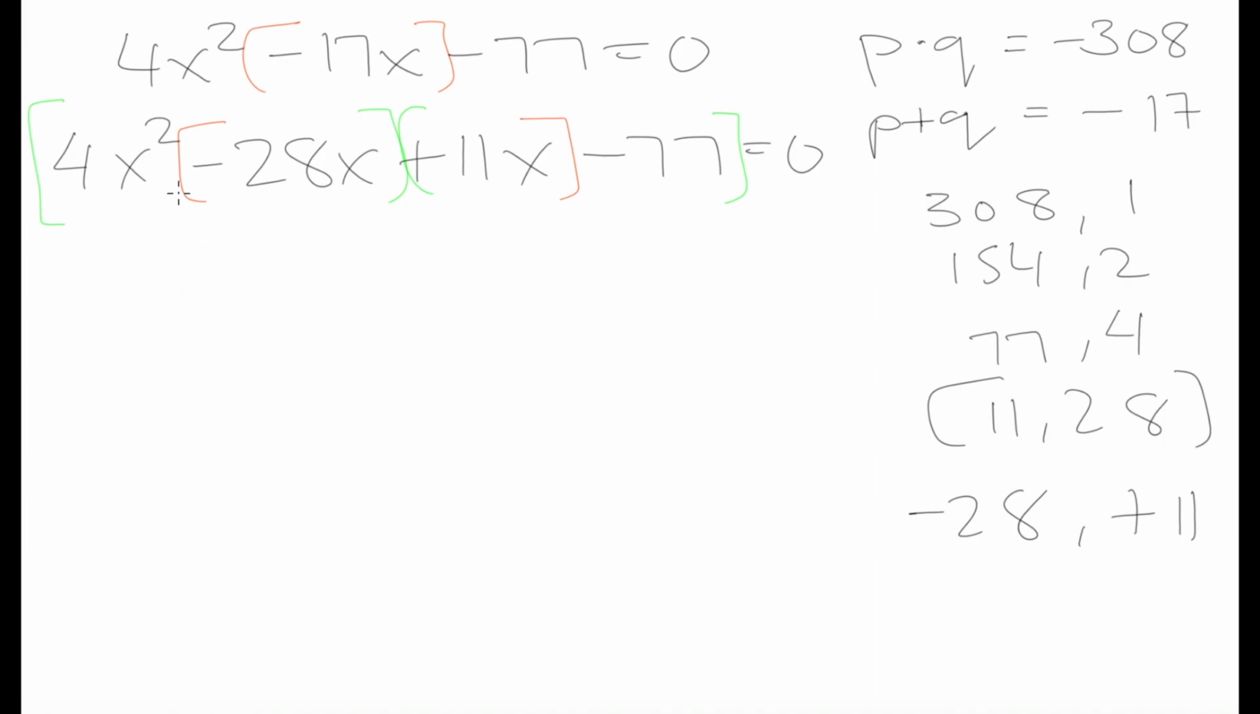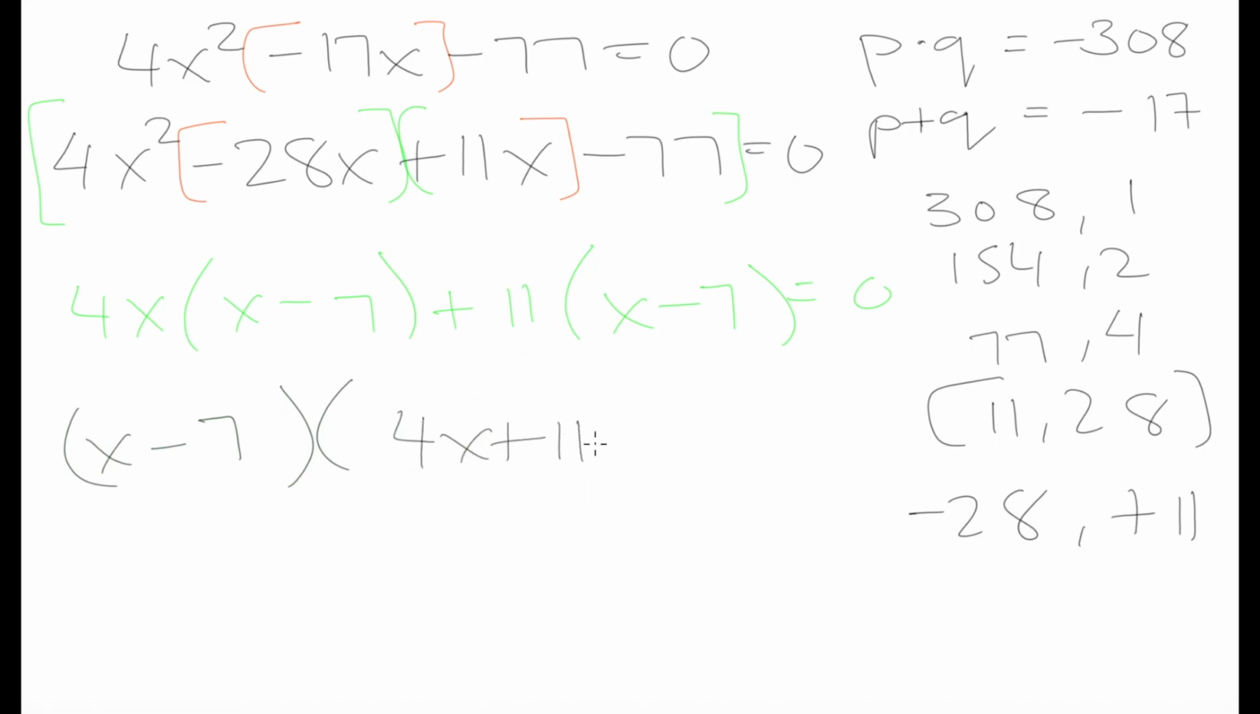And when we're factoring by grouping, when we look at this first group, we can take out a 4x, and we'll be left with x minus 7. And here we can take out a plus 11. And if we take out an 11, we're going to be left with x minus 7. And that is going to be equal to 0. So now we have x minus 7 and x minus 7, so we can factor out our x minus 7. And we're left with 4x plus 11. So we have 4x plus 11. And those are going to be our two brackets.